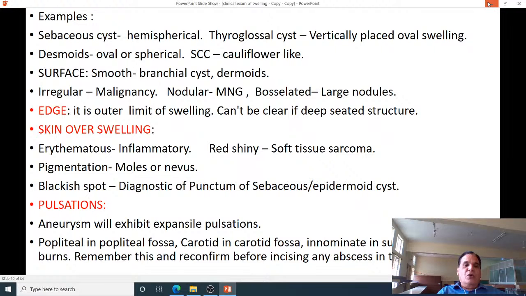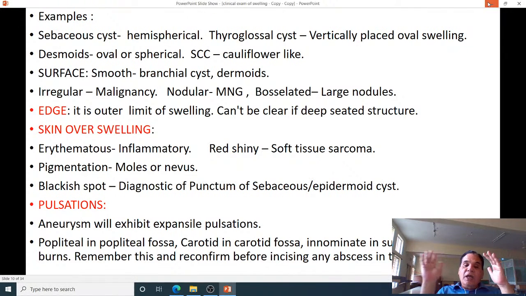Okay. Now sebaceous cyst hemispherical, thyroid cyst vertically placed, desmoid over spherical, squamous cell carcinoma diagnostic is cauliflower. Then on inspection you can see a smooth surface, dermoid; irregular surface, malignancy; nodular surface, multinodular goiter; and bossellated, that means large swelling. Many times lipoma also looks bossellated like this, all different on its own.